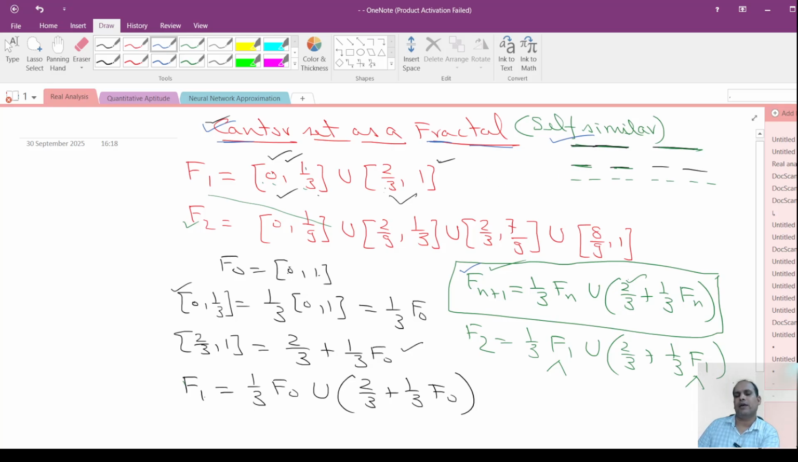Totally disconnected I have not discussed in detail, but one can refer to my topology lecture, where I have discussed it in detail, since it is beyond the course of real analysis. So I am not going to discuss it here. That is part of the topology lectures.